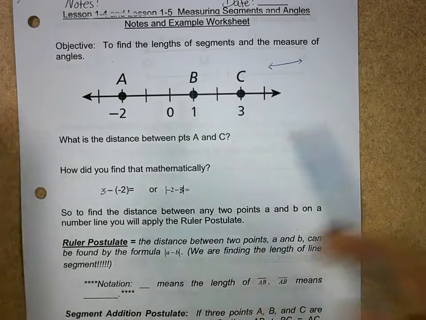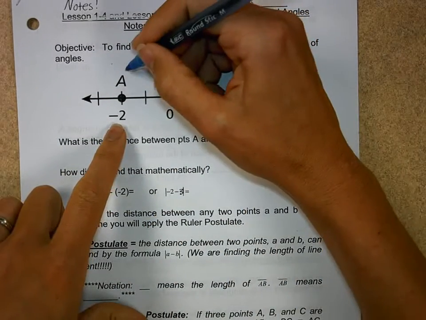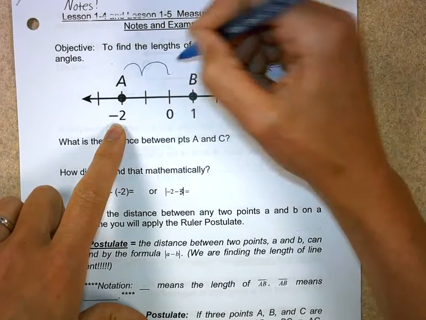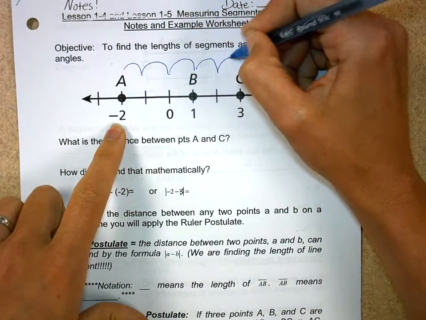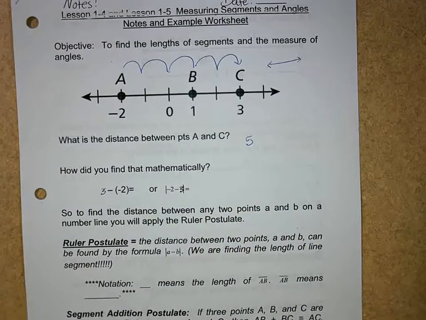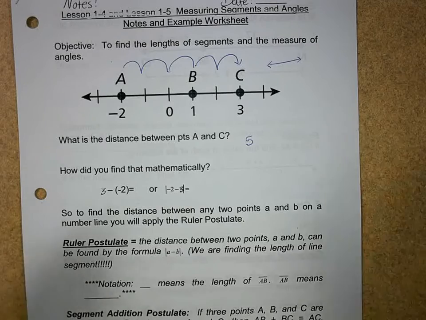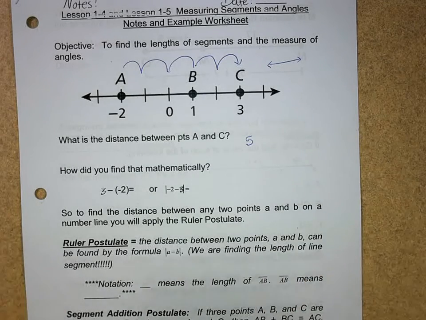So I want to see what's the distance between point A and point C. Well, remember when you're a kid, you'd start at A and you'd go 1, 2, 3, 4, 5. Right? So it's 5. They're 5 apart. And we also know that distance is always positive. We kind of base that off of what we learned with our Ferris Bueller's video the other day about his friend. But now we also have to be able to do this mathematically.